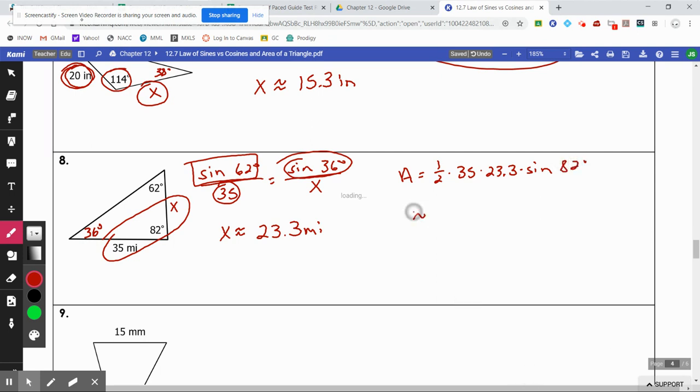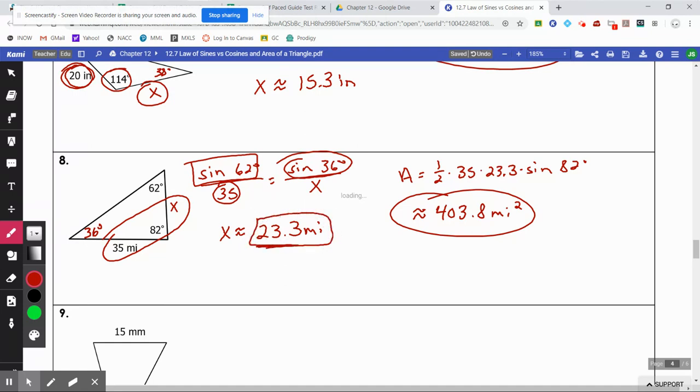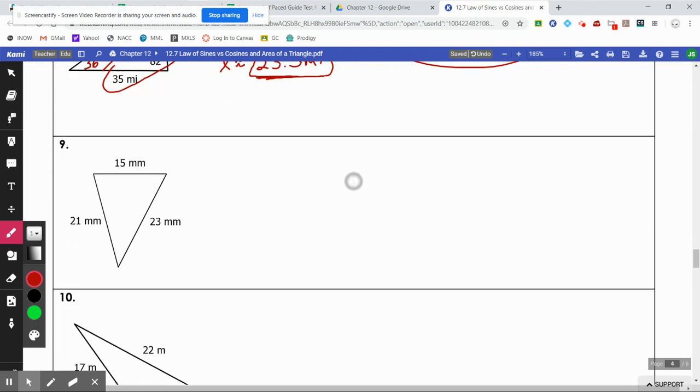Typing that entire thing into my calculator, I get somewhere around 403.8 square miles. And again, the more decimals that you do here, the more exact that's going to be. That might be off a decimal point or two. So you've got to be really careful. If you want this to be as exact as possible, I would string out and use 4 or 5 different decimal places there. So just a warning.